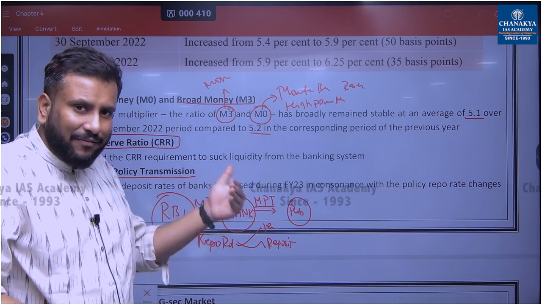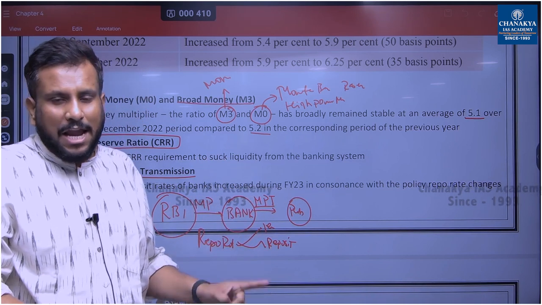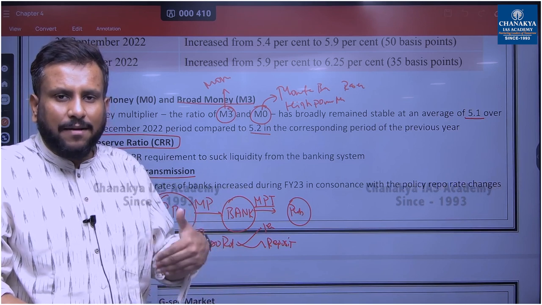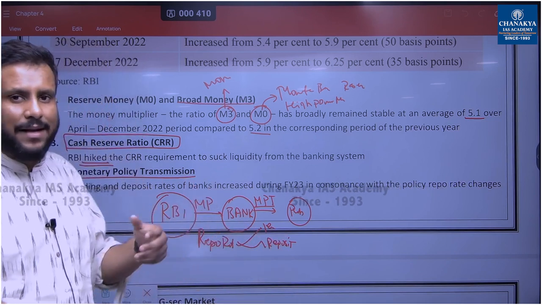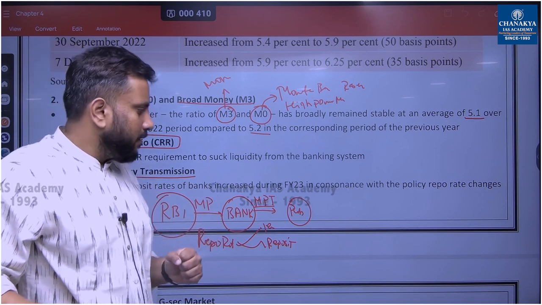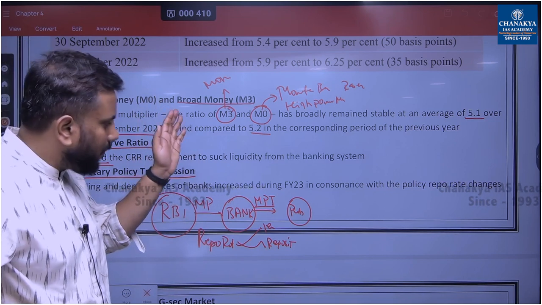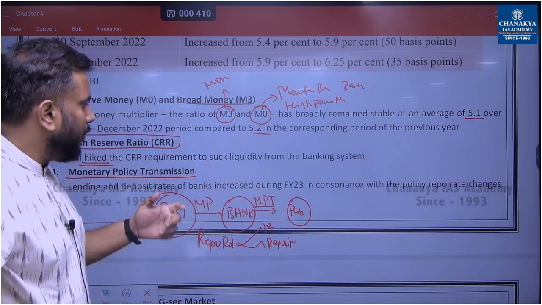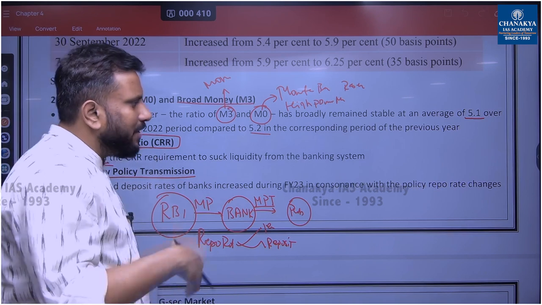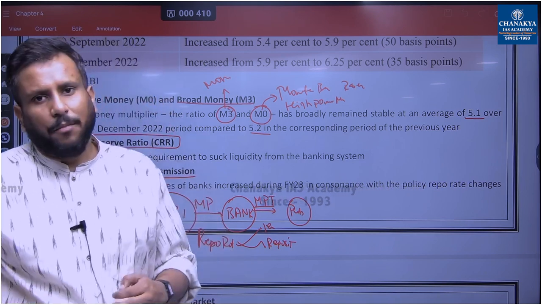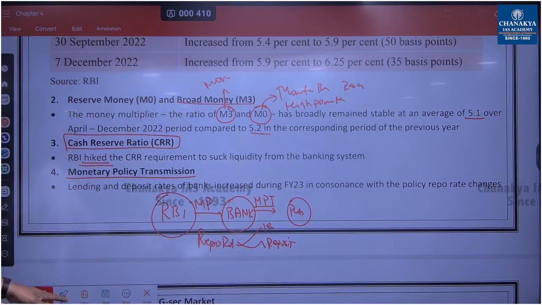So how effectively are the changes in the repo rate leading to changes in the lending rate and deposit rate? If it is very quick, then it is good for us. RBI ne repo rate increase kiya, in a day or two, these things also increase. But the problem with India and Indian monetary policy is that the transmission takes a lot of time. But during this whole period, we have seen that the lending rate and deposit rate of banks have increased in consonance with the changes in the policy rate. That means monetary policy transmission has been better as compared to the previous time.